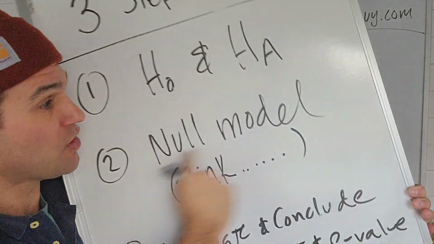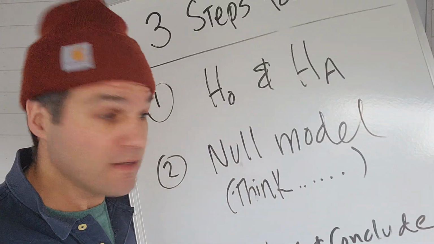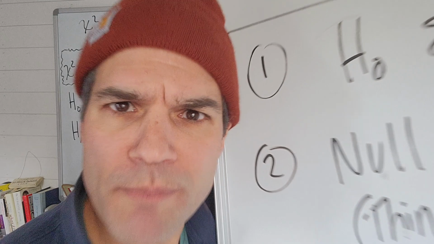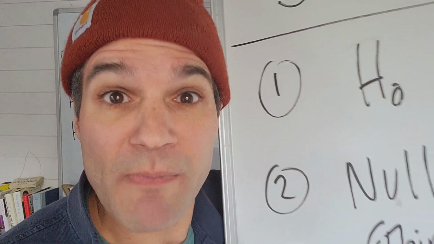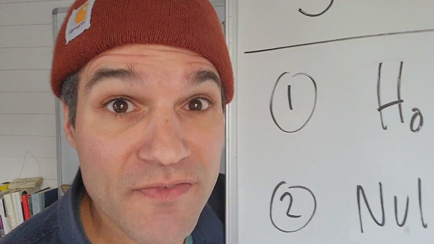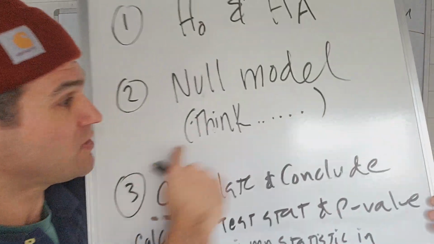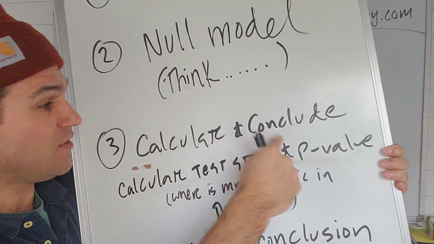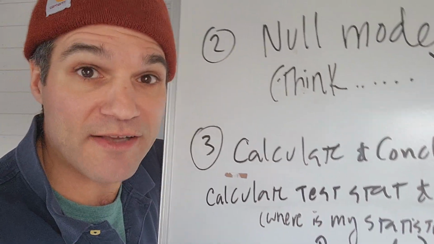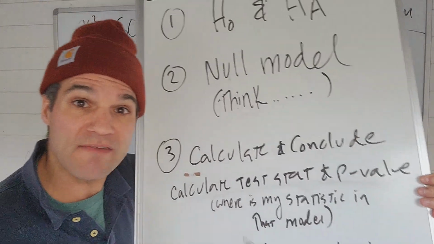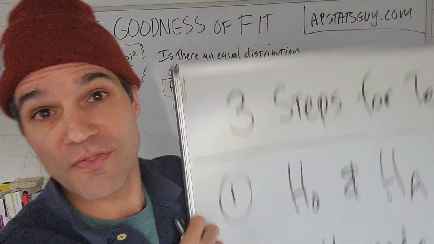So we're going to sketch a null model for chi-squared, and we're going to think, what would be a strange chi-squared if the null were true? So from this model, basically, where's my chi-squared in this pile of chi-squareds? So we think, what would surprise us? Then we calculate and conclude. We basically find the test statistic, which in this case is going to be a chi-squared, and we're going to see what the p-value is. Is it beyond the rejection threshold?